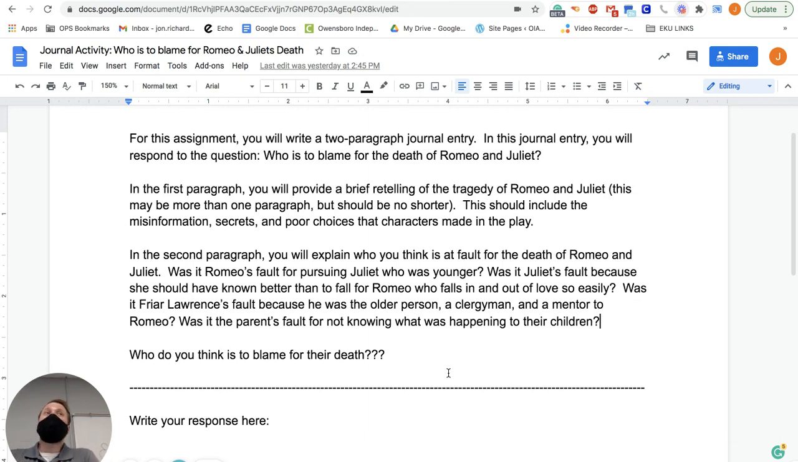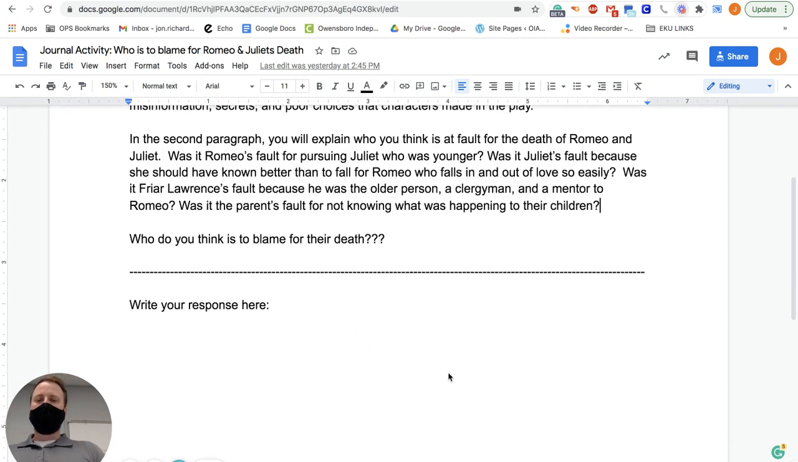Now, if you tell me, well, they're all to blame, they've all made mistakes, which is a valid point, you need to give me an argument for all of them, which will be very difficult to do in one paragraph. So you might need to write a couple of paragraphs if you're going to try to blame more than one person, okay? But if you want to put the blame on one person, this is your opportunity. You can write one paragraph doing that, okay? Who do you believe is to blame for their death, okay? And you're going to write your response here.